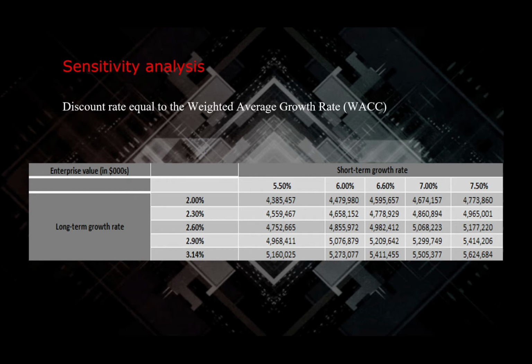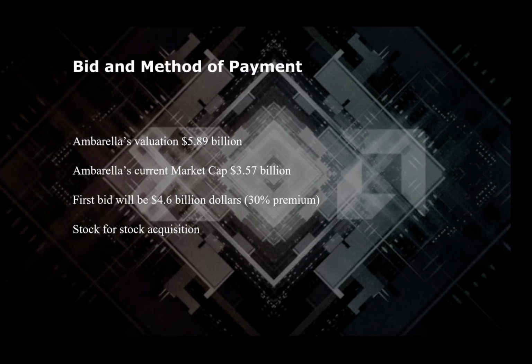Since Ambarella is currently undervalued based on our analysis, it's a great opportunity to make an offer equal to its current market cap plus 30% premium. This will be the first offer of 4.6 billion US dollars. This price gives us room for further price negotiation if Ambarella rejects our offer to get a higher one.